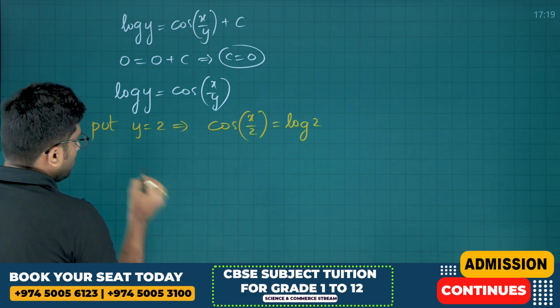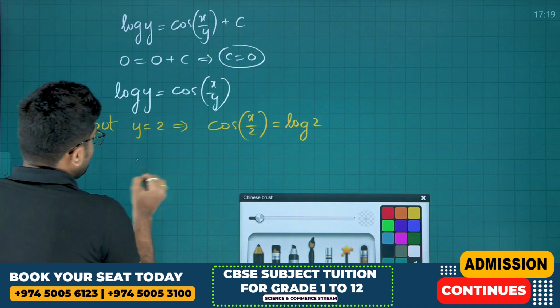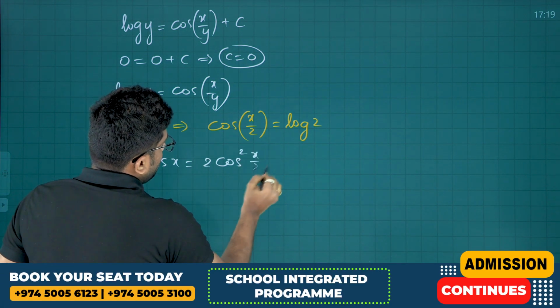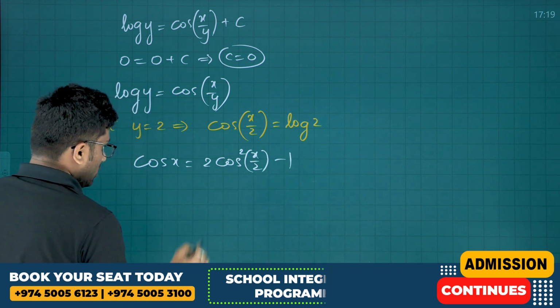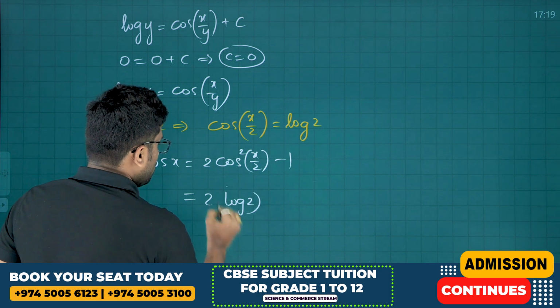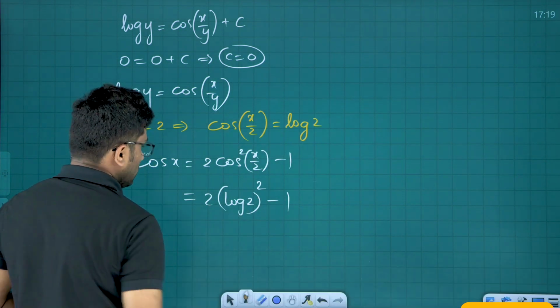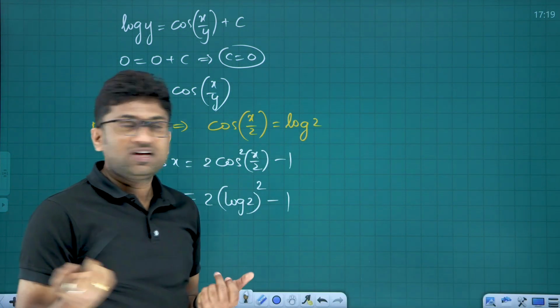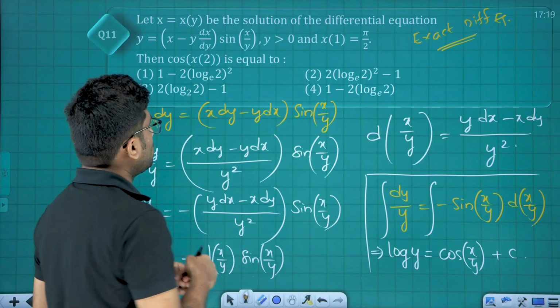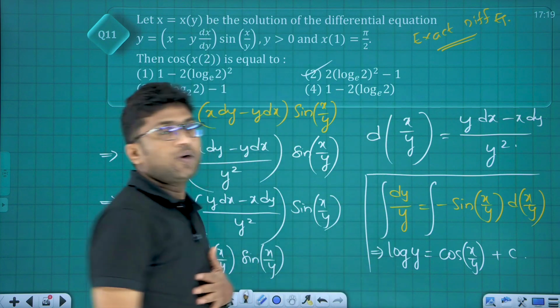So we know cos x is equal to 2 cos square x by 2 minus 1. That implies 2 times log 2 whole square minus 1. This is the final answer. 2 times of log 2 to the base e whole square minus 1, which is option 2.